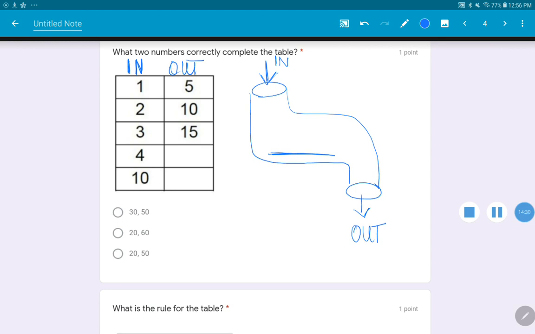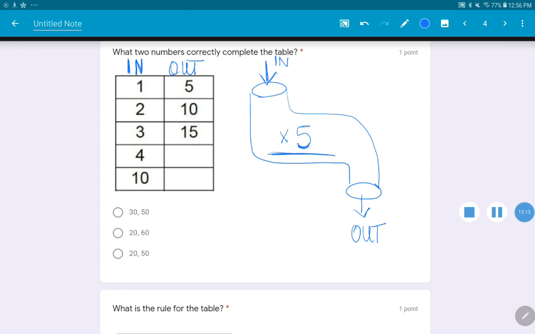So if I drop in a 1, what's something that could happen for me to get out a 5, Owen? So it would multiply by 5. Multiply by 5. We think the rule could be multiply by 5. If I drop in 1 and I do 1 times 5, would I get 5 out? Yeah. Okay. If I drop in 2 and I multiply by 5, would we get 10 out? Yes. If I drop in 3 and it gets multiplied by 5, would we get 15? Yes. All right, so we think Owen's rule is correct.